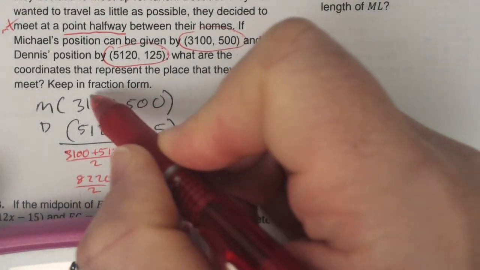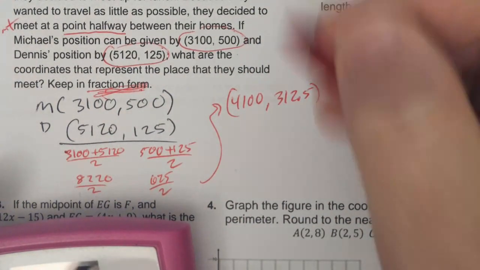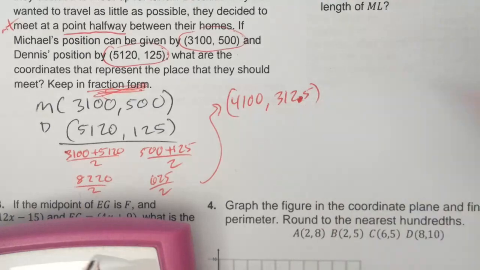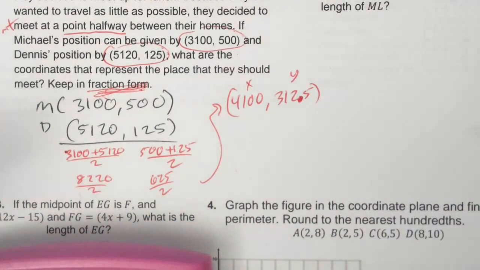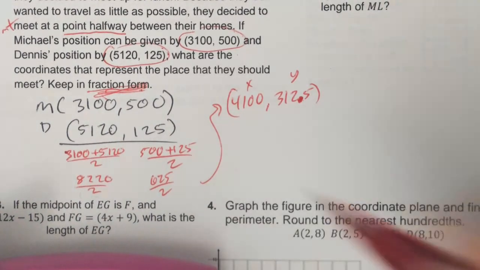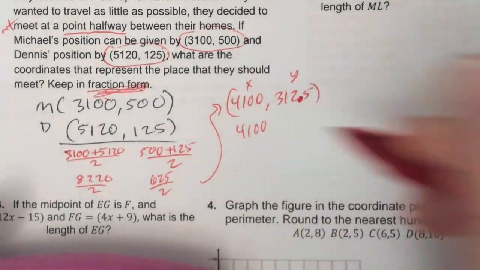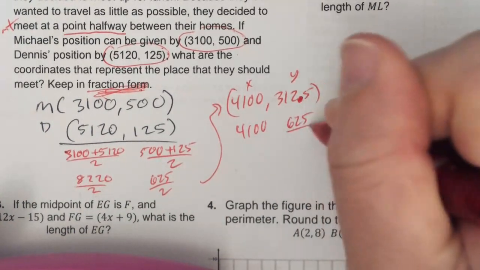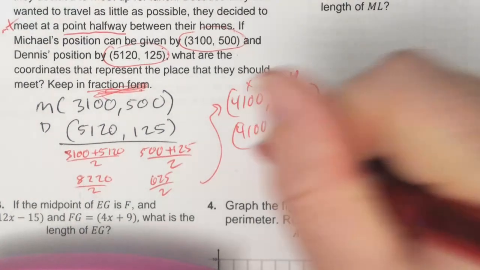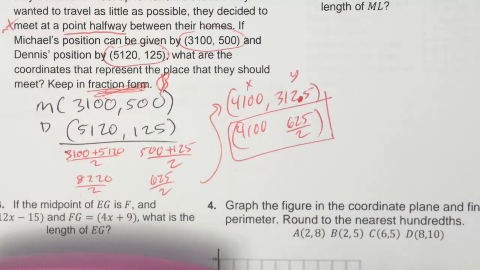But they said to put it in fraction form, so these tricky little buggers. Unless they say otherwise, this is the answer. Or if they asked you for the x coordinate or y coordinate, one or the other. But they said fraction form, so we're stuck with 4100, and 625 over 2 in fraction form. So that was the answer that they specifically wanted, and then we're done.